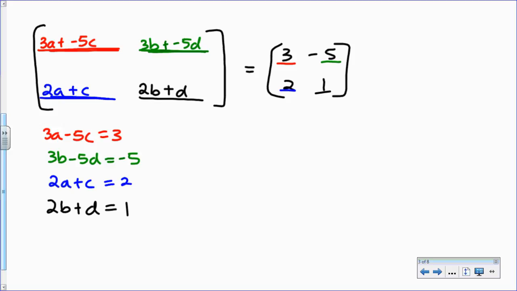Okay. So I have 4 equations, and each equation has 2 variables. So I'm going to have to set up 2 systems of equations. For the first system, let's take the first equation, 3A minus 5C equals 3. What other equation should I pair with that? Yeah, the 2A plus C equals 2, because those have the same variables. So just over here to the side, I'll write 3A minus 5C equals 3 and 2A plus C equals 2. Okay, so I want to solve that system.